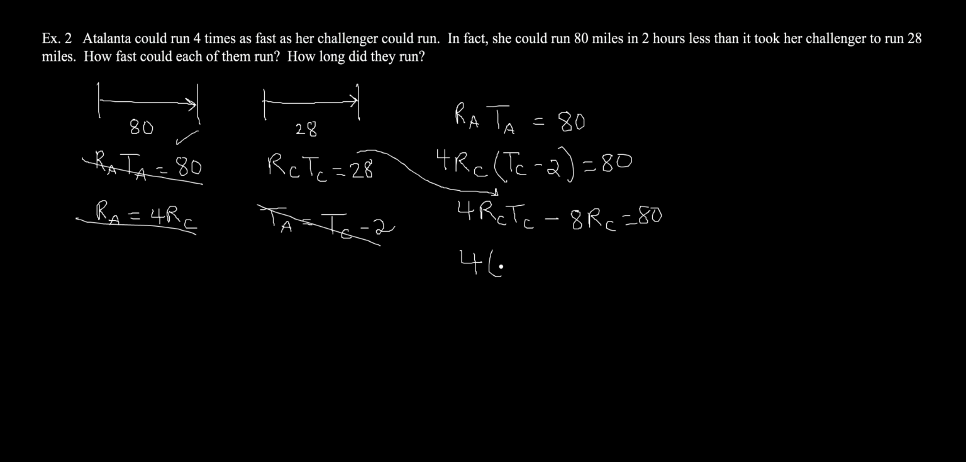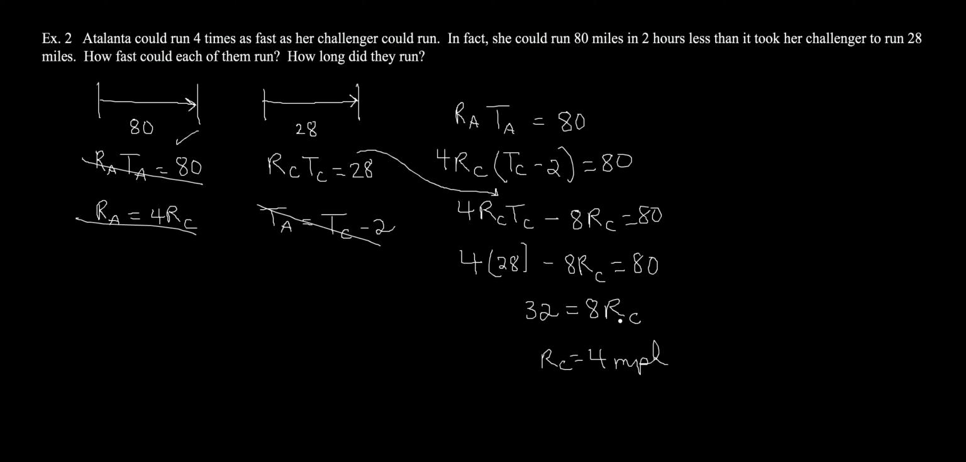These work out pretty easily. 4 times 28 minus 8 rate of Challenger equals 80. And then we just solve that all up. We're going to get 32 equals 8 rate of Challenger, and divide both sides by 8, and we get the rate of the Challenger equals 4 miles per hour.